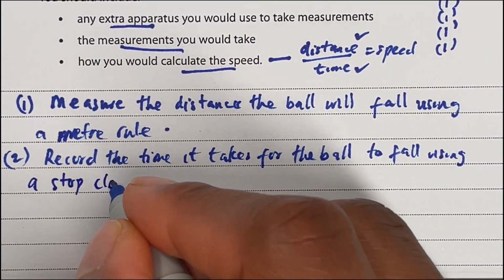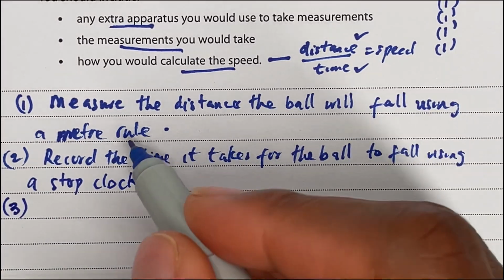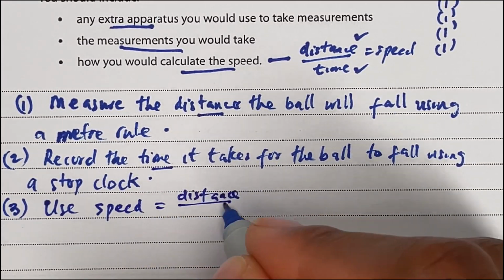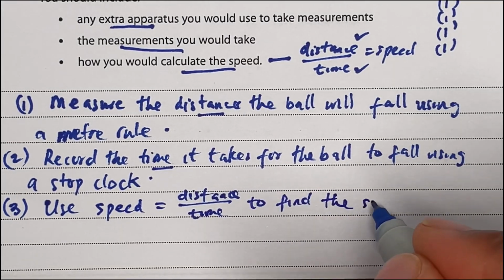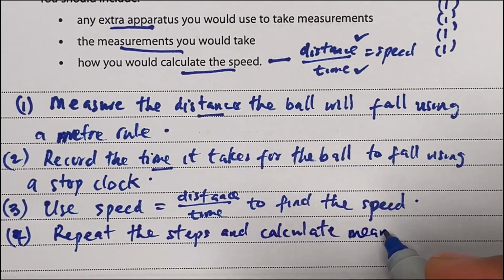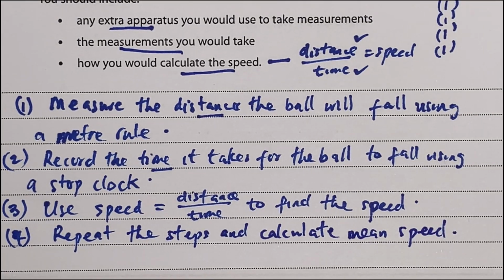Using a stop clock. Okay, then once I have my distance, I have my time, I need to apply speed is equal to distance divided by time to find the speed. Okay, now I need to repeat the steps and calculate mean speed. So that will be my 4 steps to carry out the experiment.